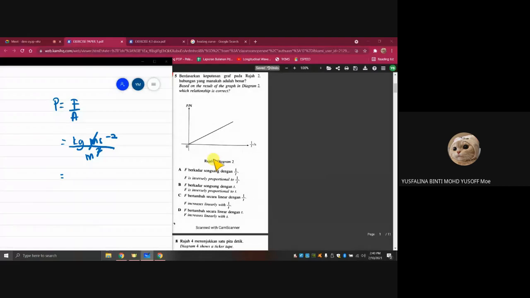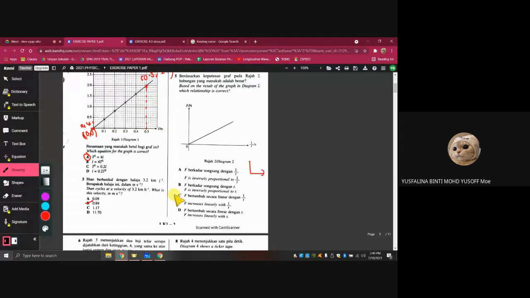Alright, for number 5. Okay, so this one, when it passes through the origin, we call it directly proportional. So the answer should be, oh, no? Okay. This one is, if let's say 1 over t, directly proportional. But this one, it says, if let's say we change it to t, right? So it should be inversely proportional. So the answer is B. If 1 over t, yes, directly proportional. But we change the x-axis to f against t. So f against t is inversely proportional.